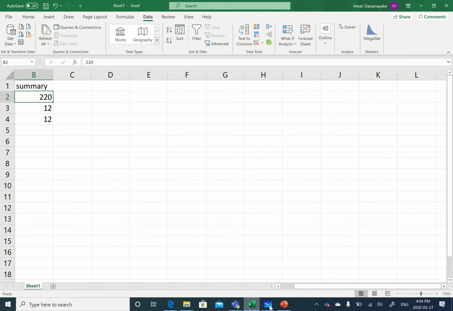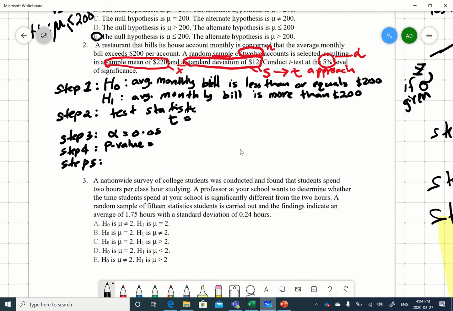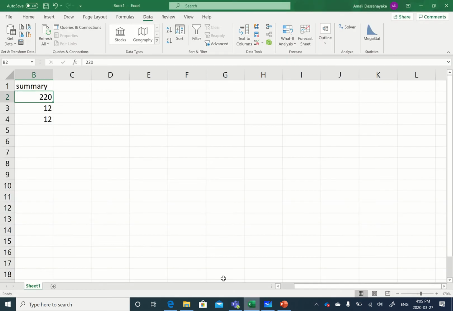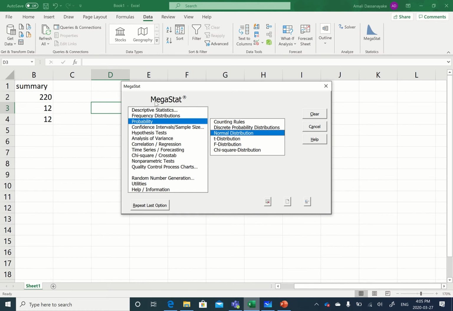So this 220, don't ever get confused with 200. This 200 is the value in the hypothesis. That is not your sample mean. So you have two numbers. The population mean is more than 200, so 200 is your hypothetical value. 220 is your sample mean. The sample mean is what you are going to put here under summary. Once it's done, you go to MegaStat.